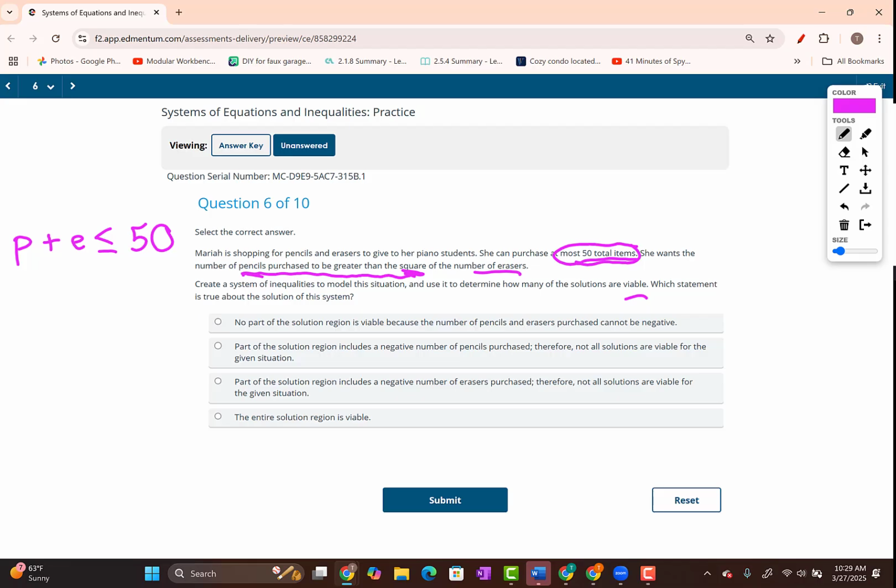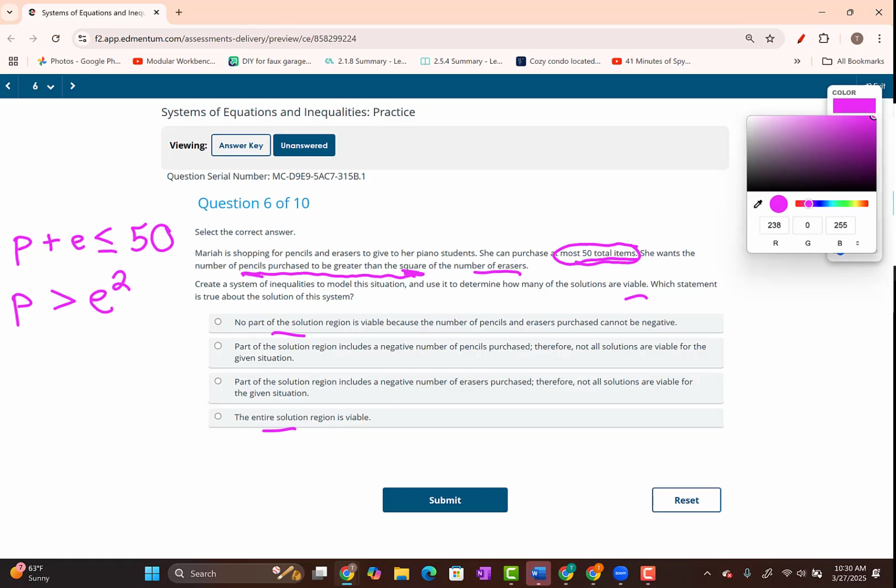And then my other inequality: she wants the number of pencils purchased to be greater than the square number of the erasers. So here are our two inequalities. As I'm looking at the solution, we're trying to determine if either part of the solution is viable or the entire solution is viable. So what we need to do next is graph this.